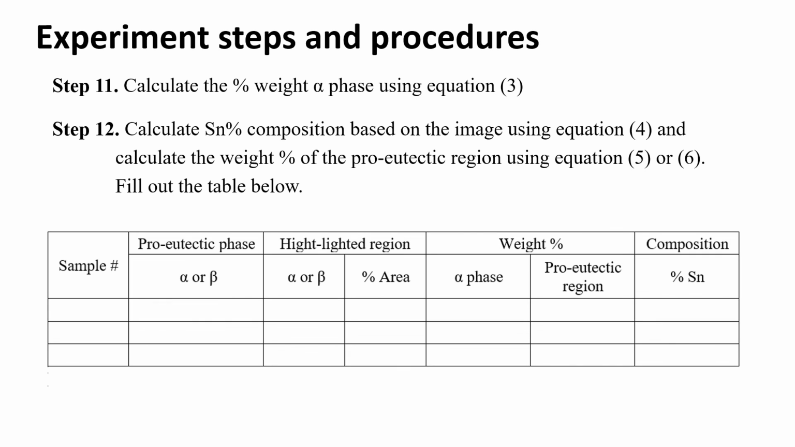And finally, the last steps. Step 11. Calculate the percentage of weight of alpha phase using equation 3. And step 12. Calculate the percentage of Sn composition based on the image, using equation 4, and calculate the weight percentage of the pro-eutectic region using equation 5 or 6. And finally, fill out the table that is presented here.